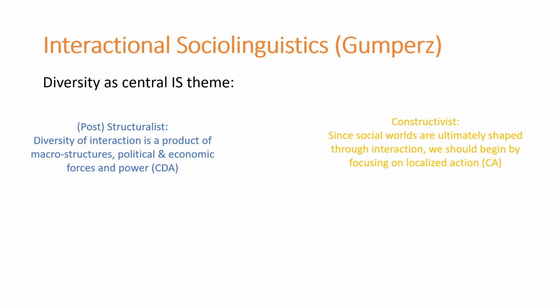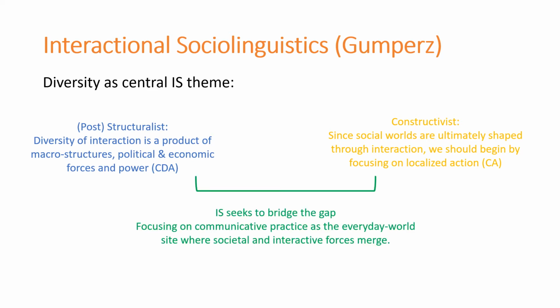focusing on localized action. For example, in the context of conversation analysis. IS, on the other hand, is seen as a bridge between the gap between these two perspectives. So IS seeks to bridge the gap and focuses on communicative practice as the everyday world site where societal and interactive forces merge. So although the IS analysis also looks at the localized interactional practices, it also brings broader and macro issues and macro elements of the context into the analysis.